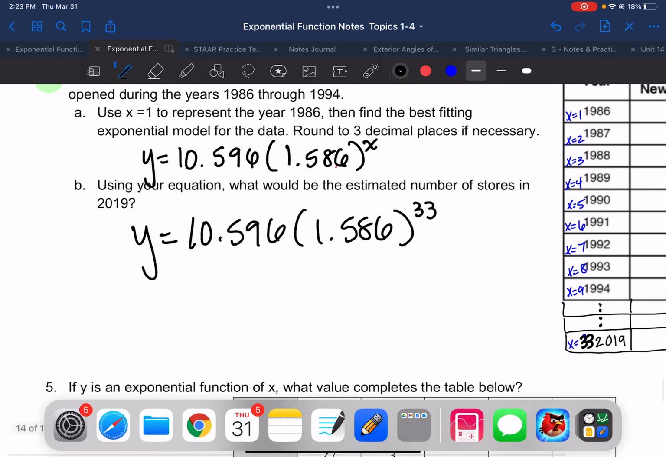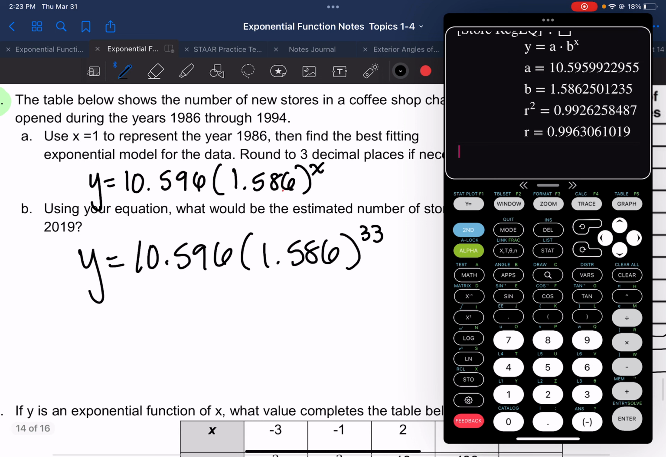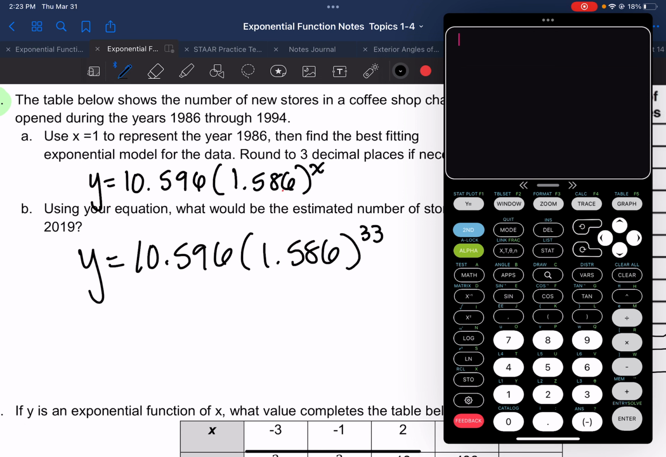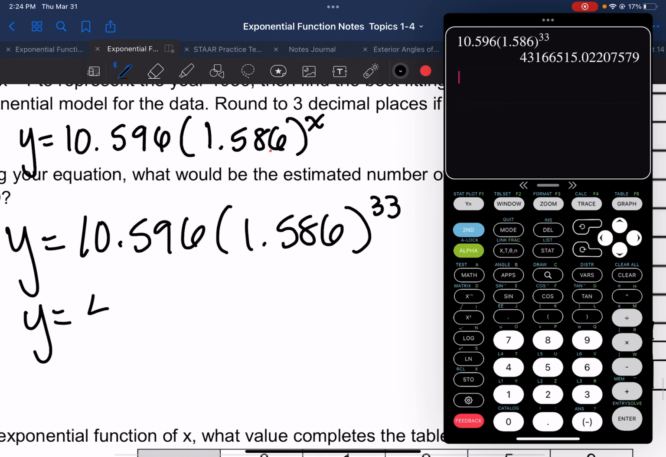Actually, I'm just going to clear that out. 10.596 times 1.586, close it out, to the power of 33. All right, so this is a pretty huge number. 43,166,515 stores. Whoa, 43 million stores? Jeez, man. All right, so that's how you would do that.